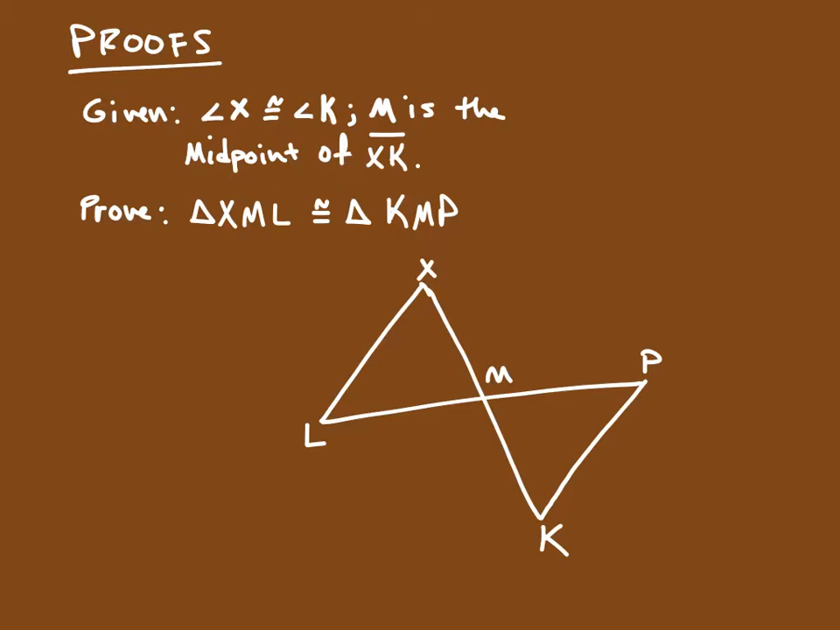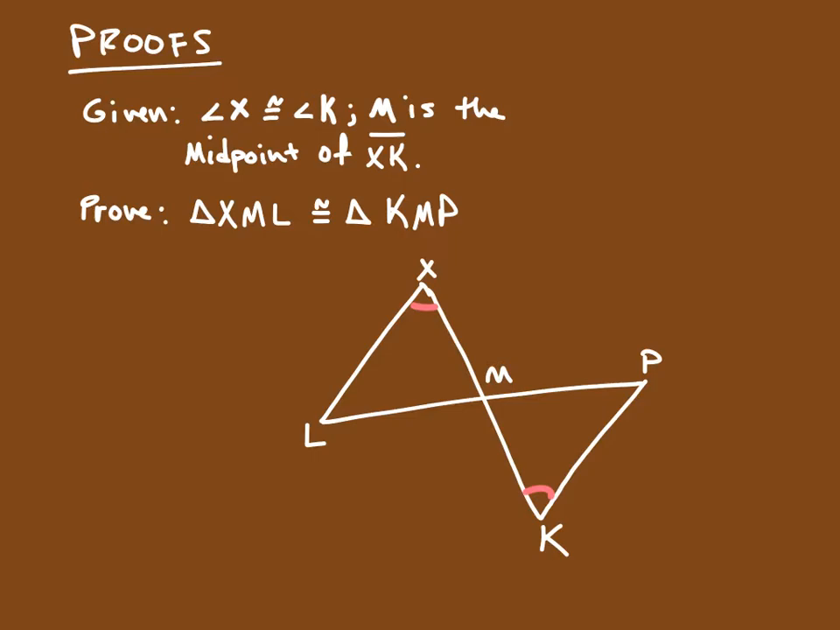And given that information, we want to draw conclusions and arrive at the proof statement that triangle XML is congruent to KMP, okay? And so from here, what I want to do is walk you through the logic of what we're going to show here. All right. So the first things first, we're given that angle X is congruent to angle K. So I'm going to come in here and I'm going to mark that up, that these two angles are congruent.